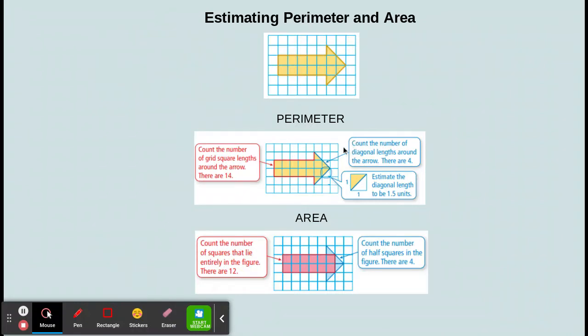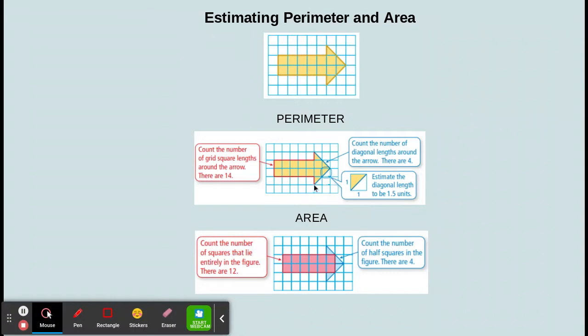When we find perimeter and area, sometimes we can use a grid and estimate. For this arrow, we have put a grid over it and we want to find the perimeter. So we can simply start counting how many units there are. Starting at this corner, we have 1, 2, 3, 4, 5, 6, 7, 8, 9, 10, 11, 12, 13, 14. Okay, 14 for there, but now we have these ones here. These actually go at the diagonal, so they're not equal to 1 unit, they're approximately 1.5.